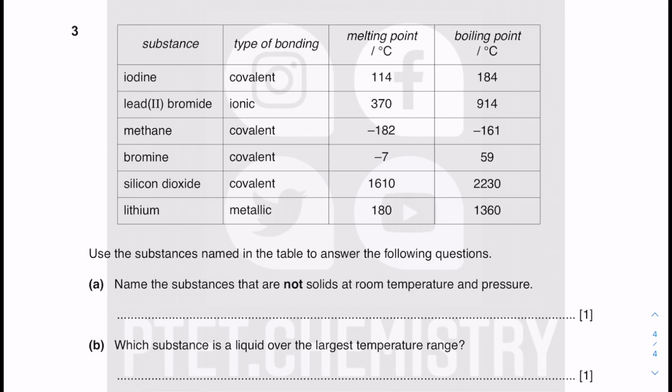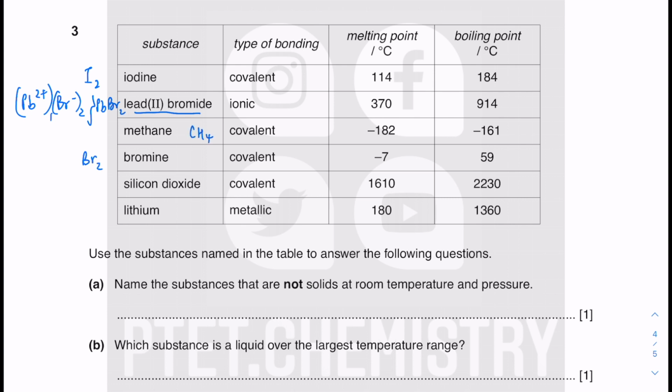This is the last page of this work. So there's a bunch of substances here. Iodine exists as I2. Lead(II) bromide is an ionic compound. Pb2+, the 2 refers to lead(II), and metals form cations. Cations are positively charged, so Br minus, you have 2 of it, so you get PbBr2. Methane is your case study, CH4.